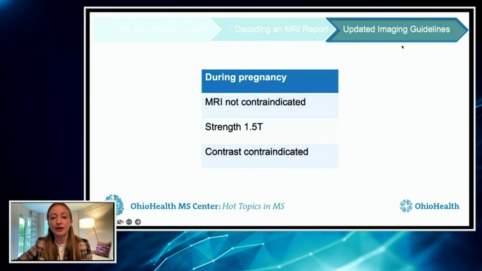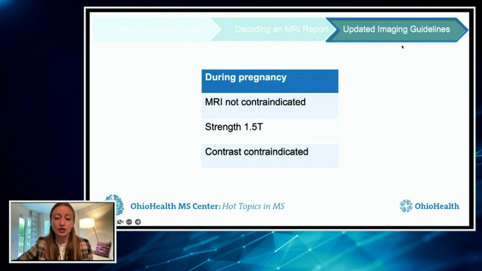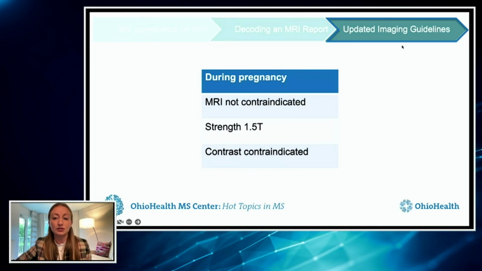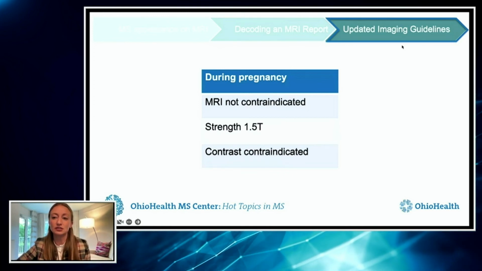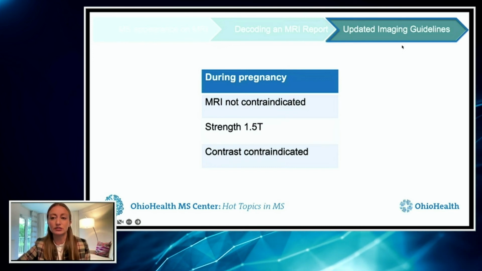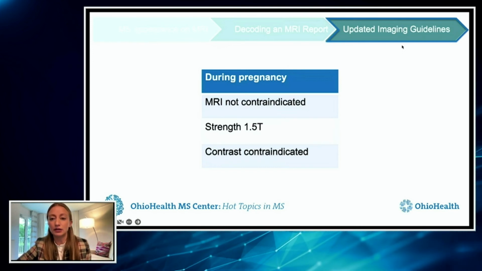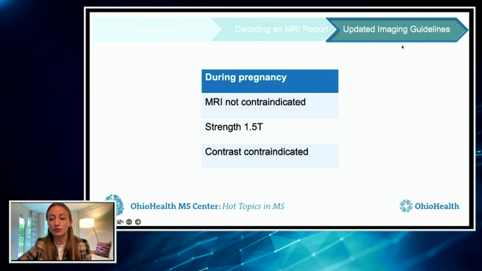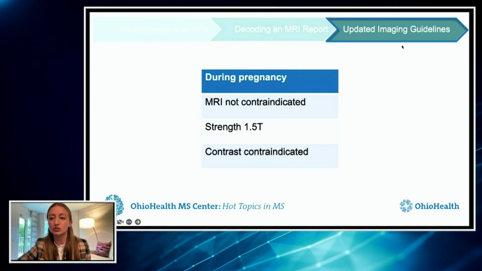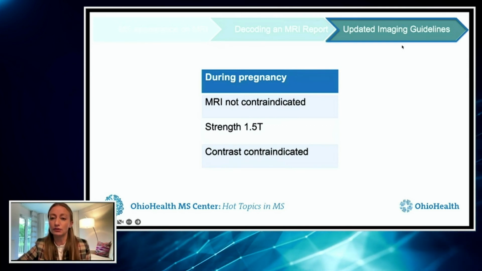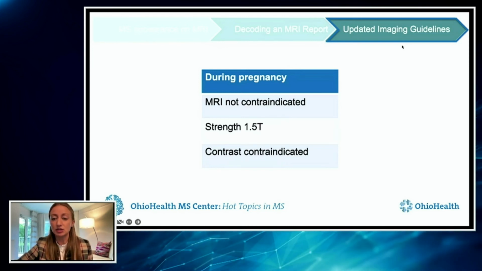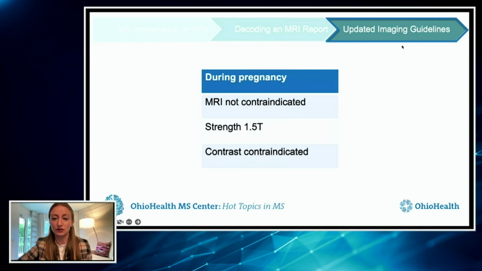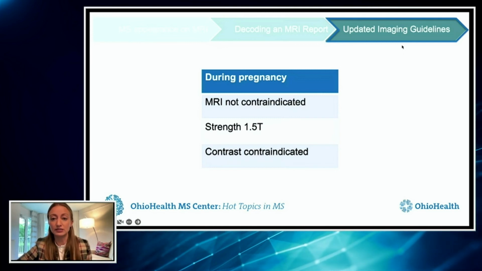And then finally, during pregnancy, MRIs are not contraindicated. We don't have any evidence to suggest that there's an increased risk of stillbirths, neonatal death, congenital anomalies, or cancers in babies who are exposed to MRI in utero. But this decision is made on a case-by-case basis. So we do weigh the risks and benefits of everything we do in medicine.